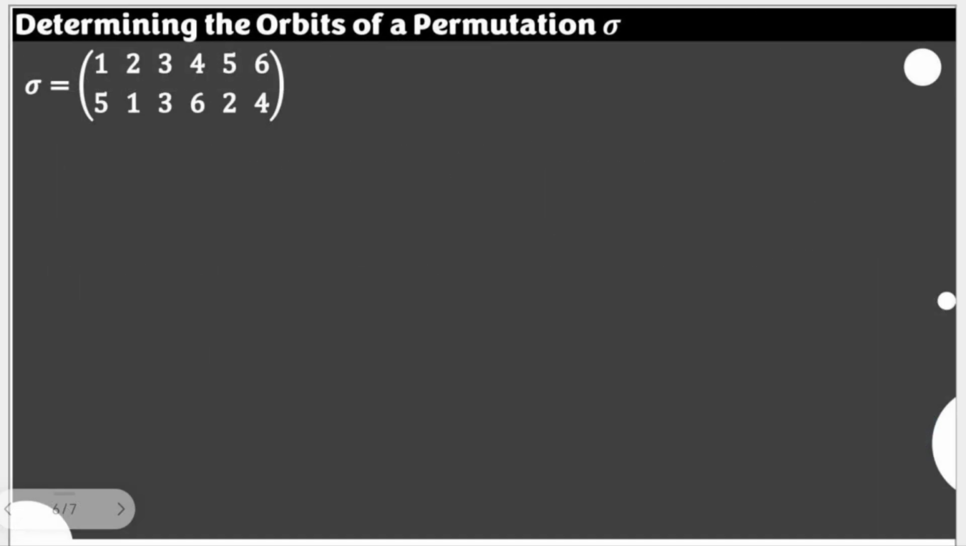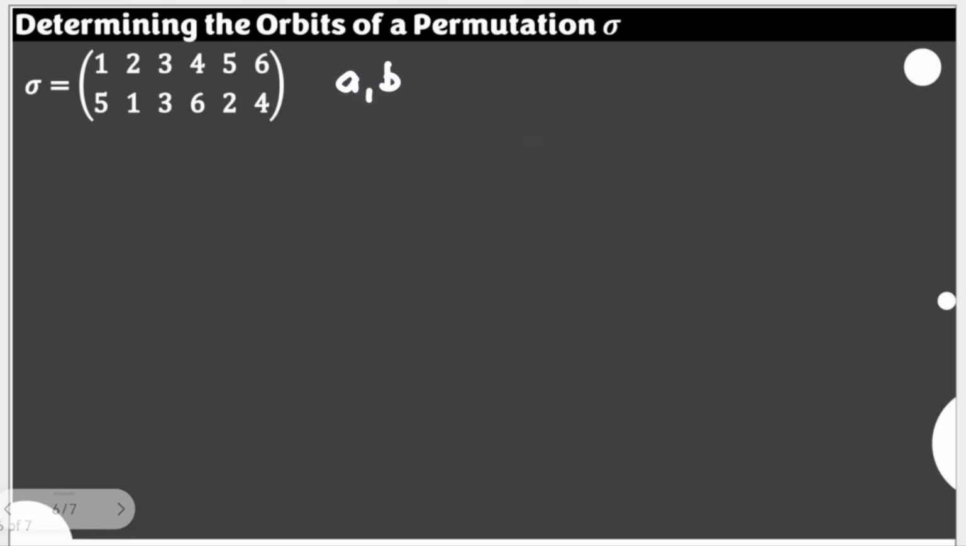Let's determine the orbits of a permutation sigma given here. Our sigma is a permutation on S6 because we have 6 elements. The orbits are actually subsets of a given set, where the elements are related to one another in such a way that the elements are mapped to one another using this given idea.